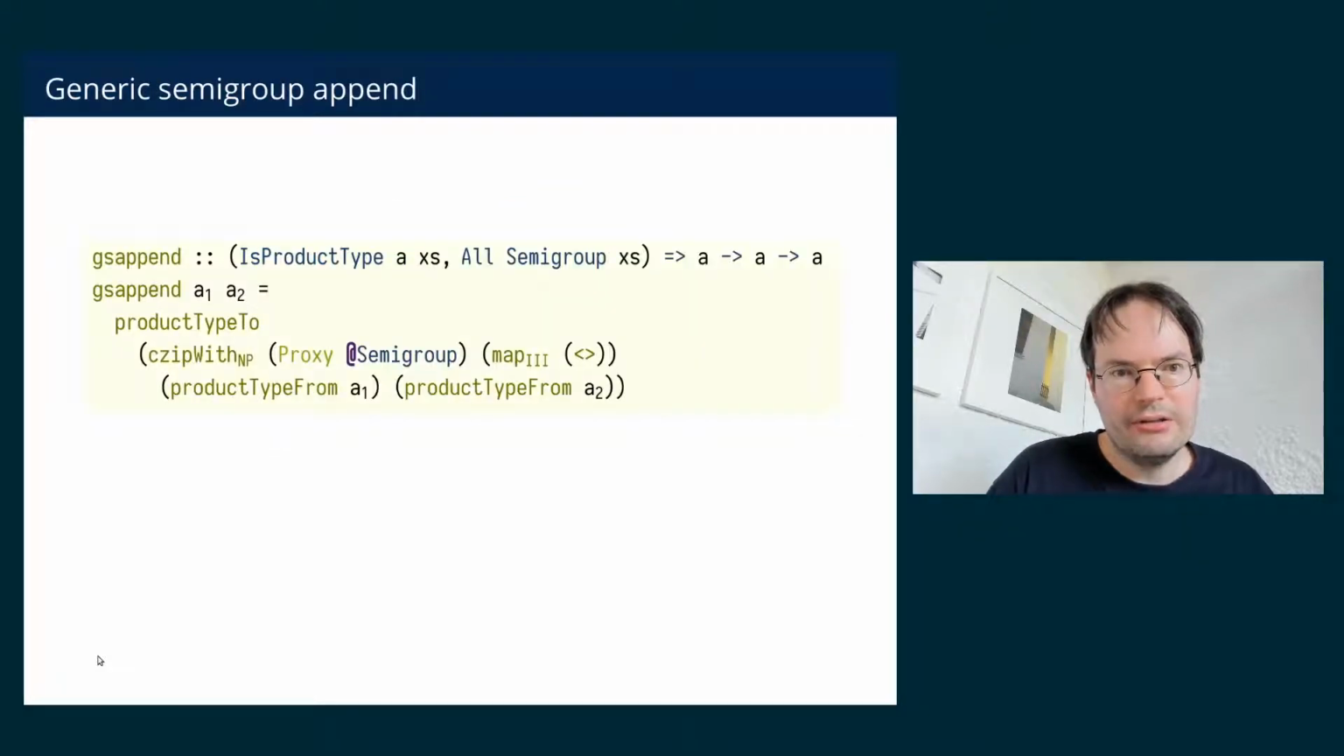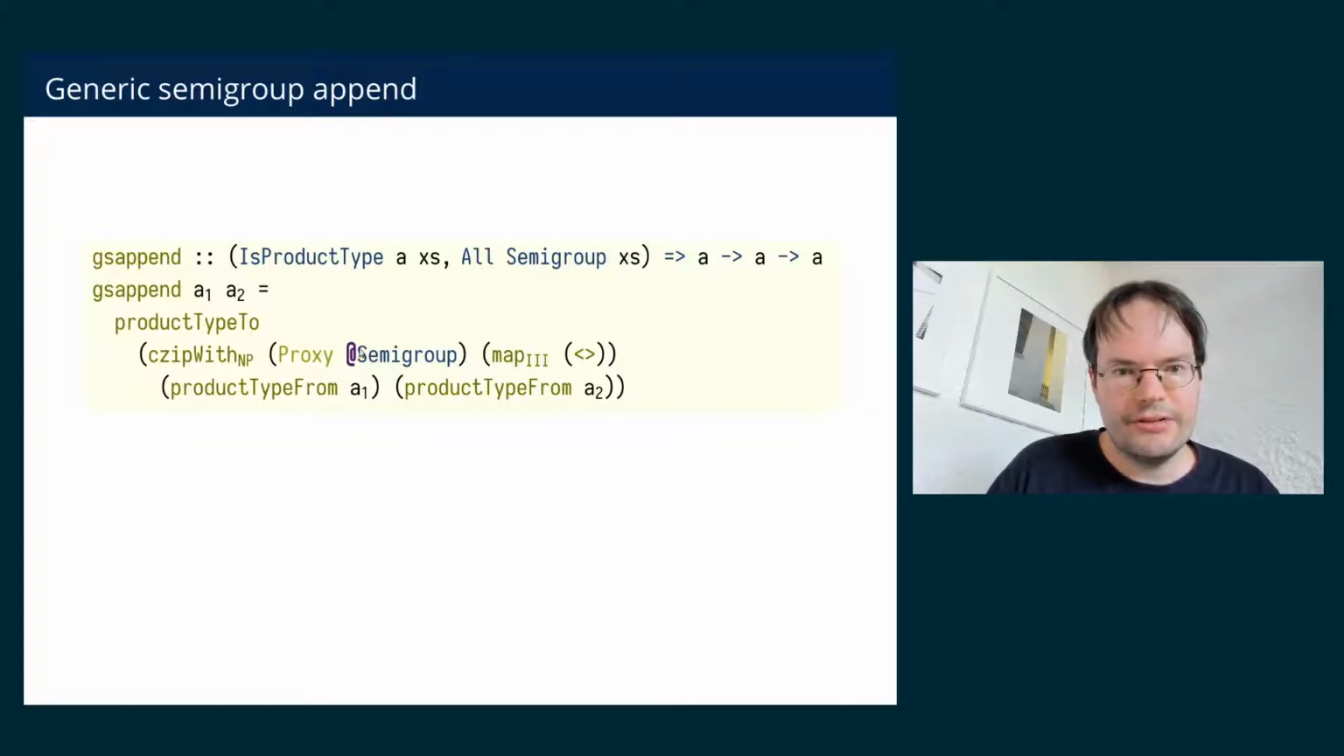So let's look at how the semigroup append operation would be written using generics-sop, and it would look like this. It's still rather short, but it looks very different from the other function. And nearly all the functions and types that you see on this slide are from the generics-sop library. In particular, on the type level, IsProductType here expresses that a type is generically representable and actually has a product type structure, so it has only one constructor, and this All Semigroup constraint expresses that all the components of the type have to be an instance of Semigroup already.